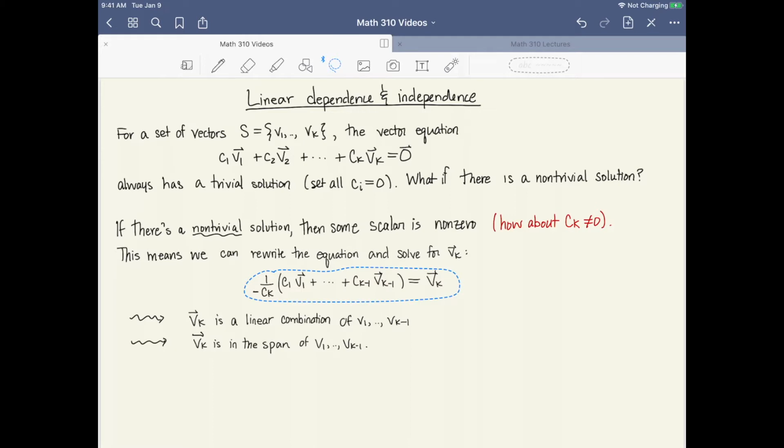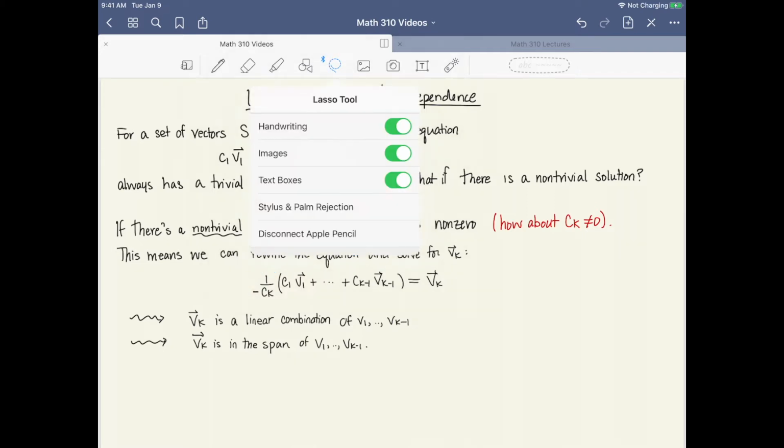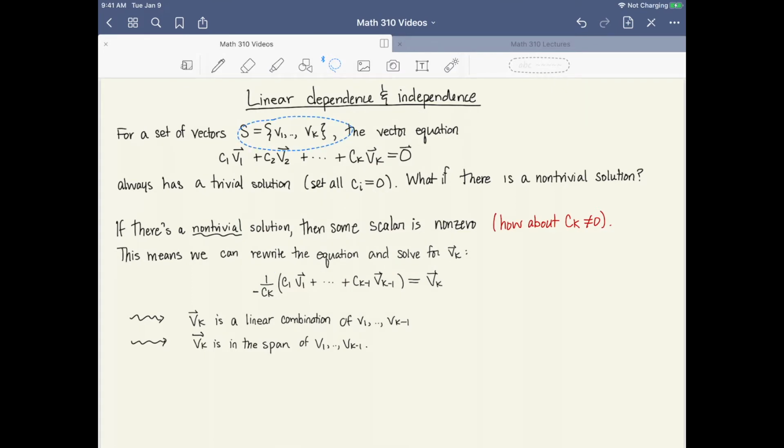When this happens, what we say is that our original set of vectors, v1 through vk, the original set S, was linearly dependent. It has to be dependent because we were able to write one of them as a linear combination of the others. If you couldn't have done that, we would have said that the set of vectors was linearly independent.